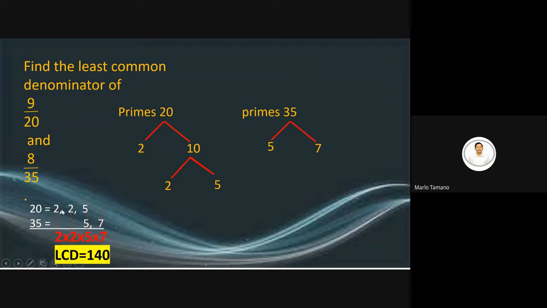Okay. Bring down 2. Bring down 2. Bring down 5. Yung merong common. Then, bring down 7. So, lahat ng ito, kapag minultiply mo, yan na po yung LCD. So, 2 times 2, 4 times 5 is 20. 20 times 7 is 140. So, the LCD is 140.